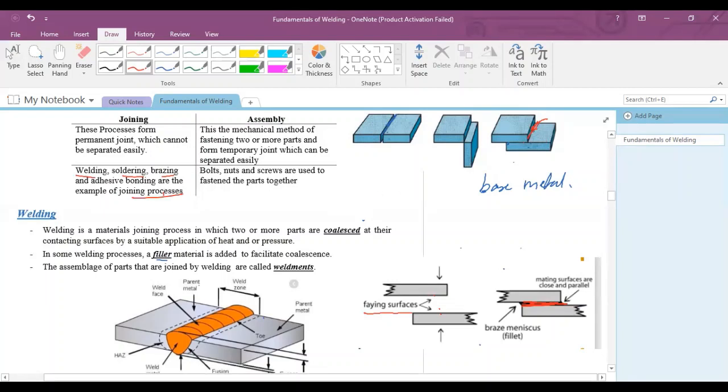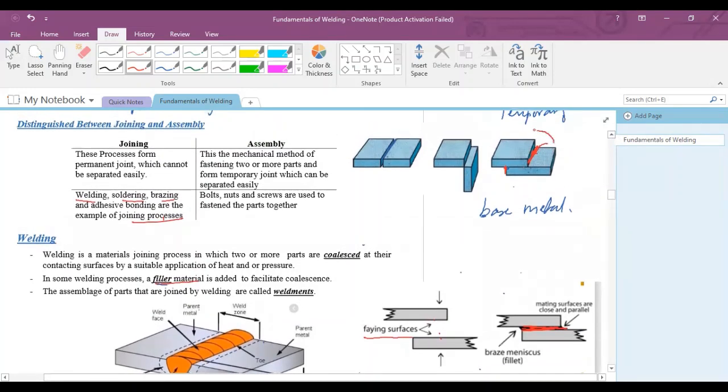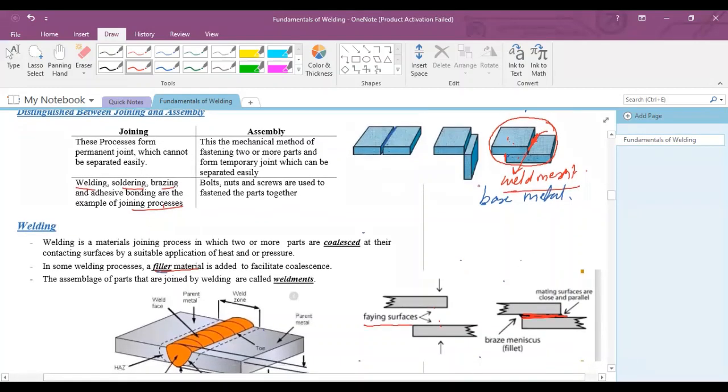And to make this joint stronger, filler material is added during the welding process, here and at the other end. When these two parts fuse together or solidify together after welding, this whole assembly is called a weldment. Before welding they were two separate parts, but after welding it will be a new assembly, and that assembly is called a weldment, because welding was done to join these two parts.